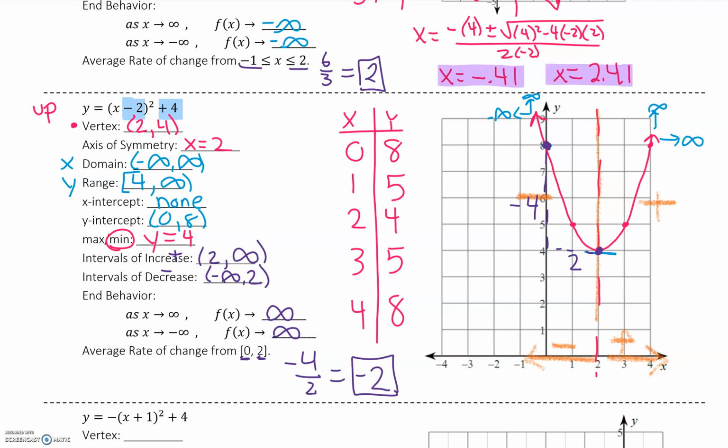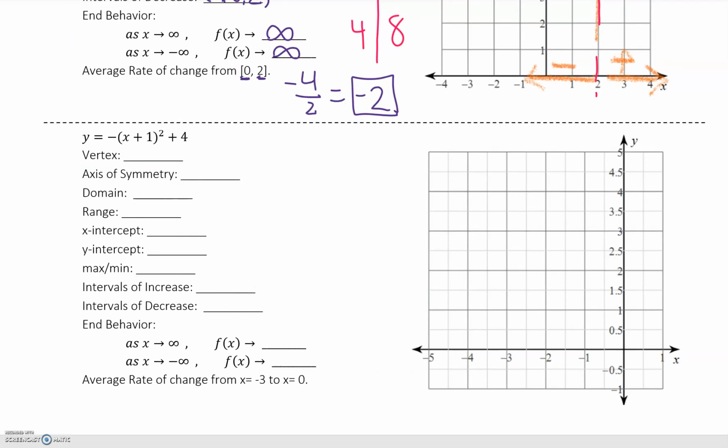Okay, so go ahead, pause this video, do the last example that is underneath it, this one right here, and then come back and check your answer.